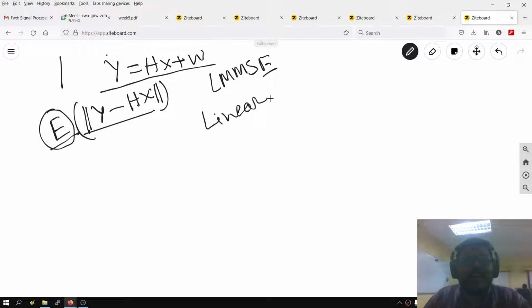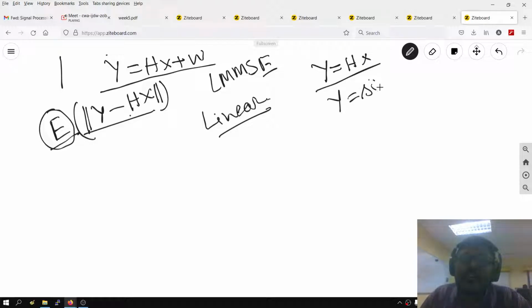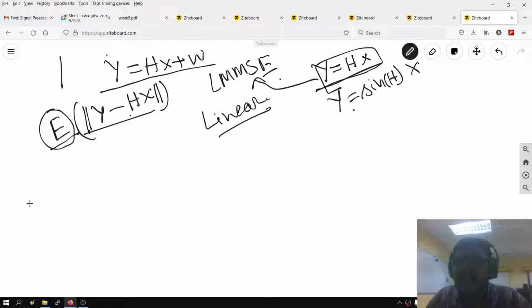includes the term linear. Why is it linear? Because in this model we are thinking Y is equal to Hx. So this is a linear model. It is not like Y is equal to sine of H into X, that sort of thing. So we are taking a linear model here. So that is where the linear term comes from in LMMSE. So what is it? It is like the expected value. Let me calculate it.